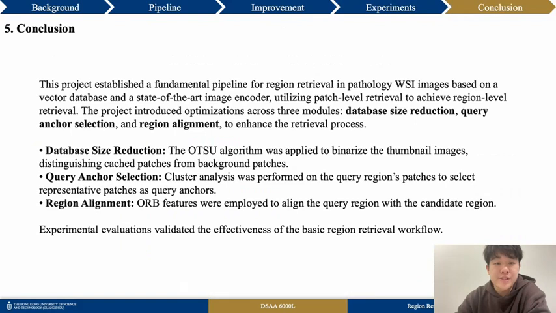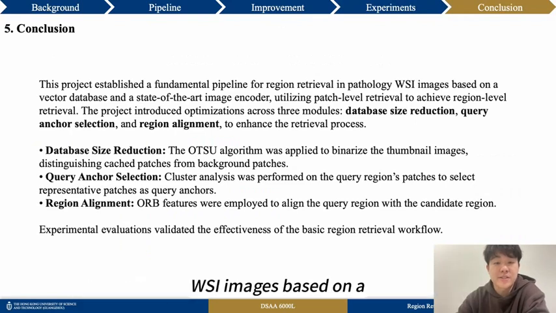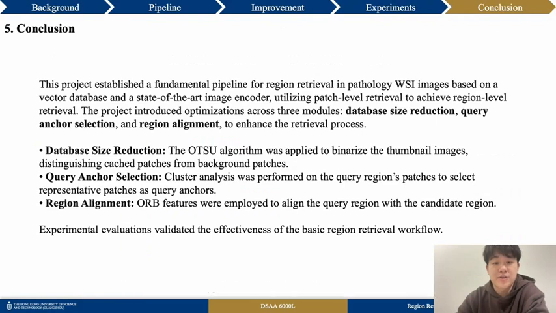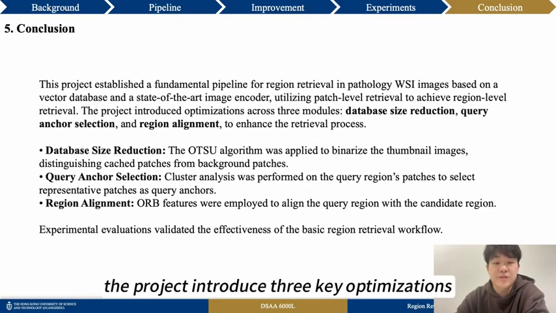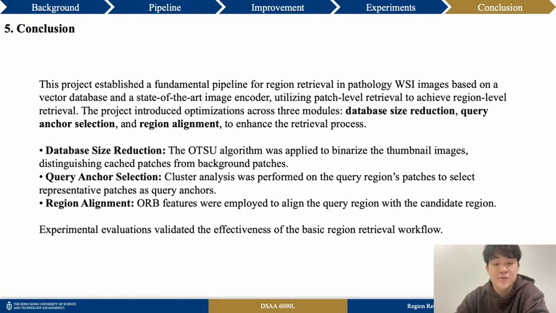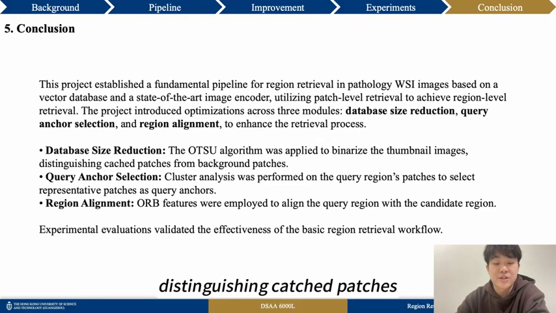In conclusion, this project successfully established a fundamental pipeline for region retrieval in pathology WSI images, leveraging a vector database and a state-of-the-art image encoder to enable efficient patch-level retrieval for region retrieval insights. To enhance the retrieval process, the project introduced three key optimizations. The first is the database size reduction. The OTSU algorithm was applied to binarize the thumbnail images, distinguishing tissue patches from the background patches.